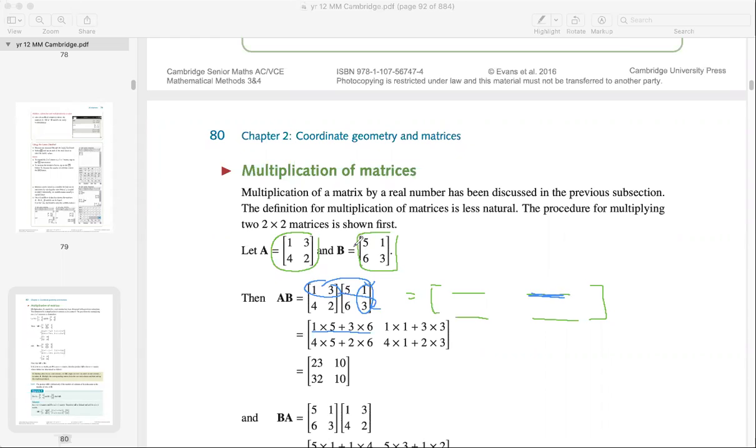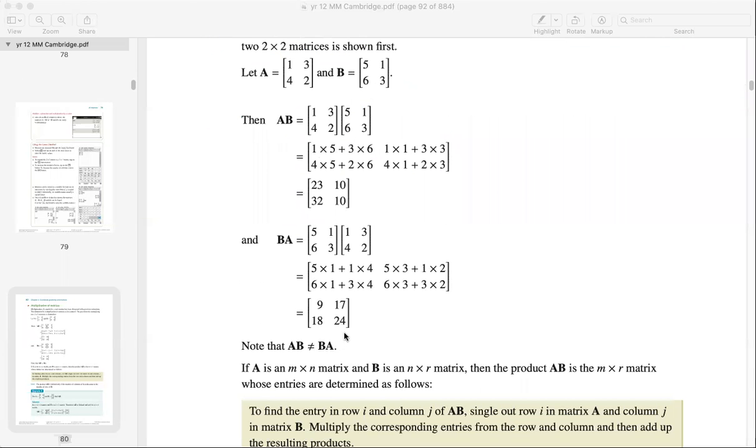Once I'm done with this, I move on to the next row, which is 4 and 2. So 4 and 2 times 5 and 6 gives me the third entry: 4 times 5 plus 2 times 6. And finally 4 and 2 times 1, 3: 4 times 1 plus 2 times 3, which gives me the last one. This is the essential process for A times B. But what about B times A? We do it the same way, but you realize that for two matrices the order normally matters. So A times B normally is not equal to B times A.